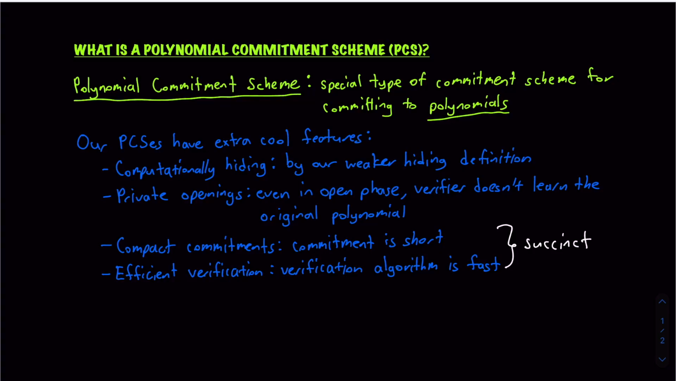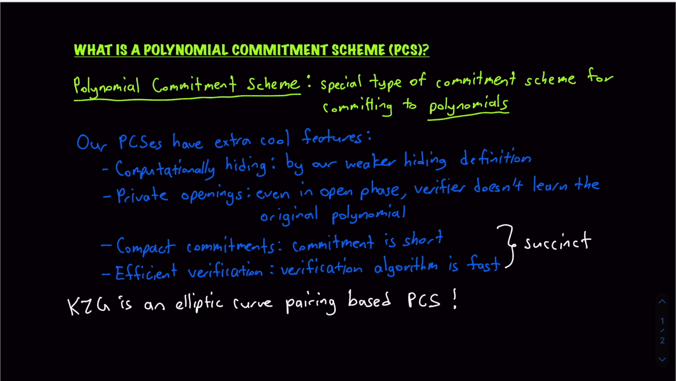As I mentioned before, there are different types of PCSs, but the one we'll focus on today is called KZG, an elliptic curve pairing-based PCS. Let's dive in and see how it works. KZG stands for the three authors of the original paper that introduced this polynomial commitment scheme: Kate, Zaverucha, and Goldberg. Sometimes people also call it a Kate commitment for short.